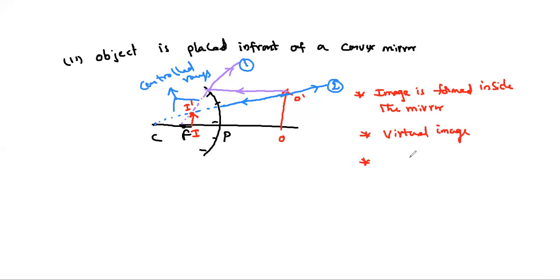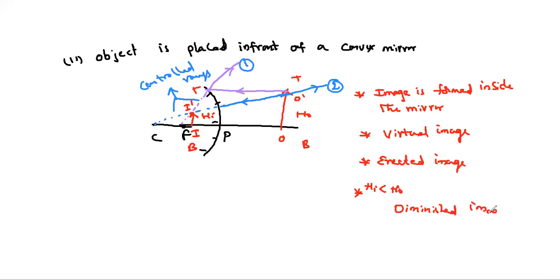And the second thing, the top of the object will become the top of the image, and the bottom of the object will become the bottom of the image. So it will be an erect image. And if you compare the height of the image with the height of the object, the image is smaller than the object, so it is a diminished image.